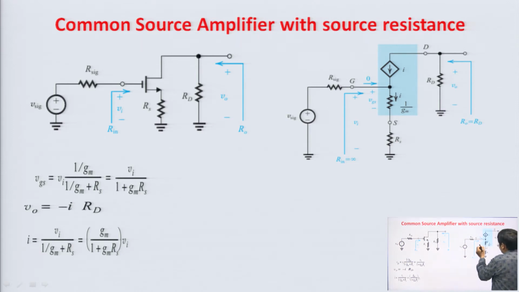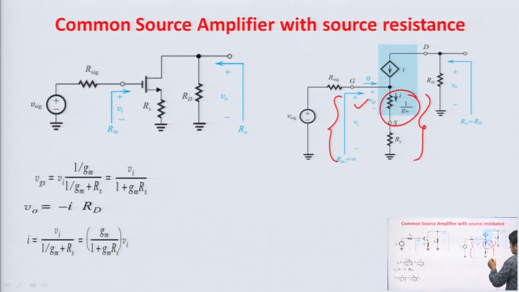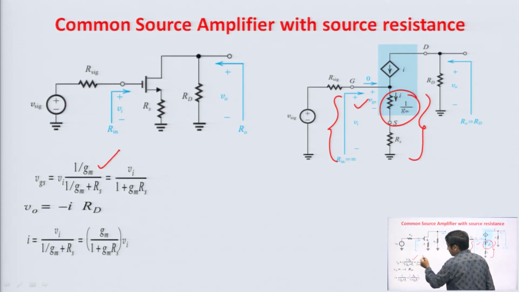What will be the value of VGS here, the gate to source voltage? With the help of the voltage division rule we can calculate it. This is your Vi. So, VGS will be Vi into 1 by Gm upon the total resistance, same branch upon total. So, 1 by Gm upon 1 by Gm plus Rs. It can be written as Vi upon 1 plus Gm Rs.